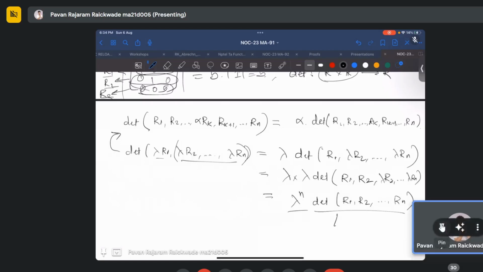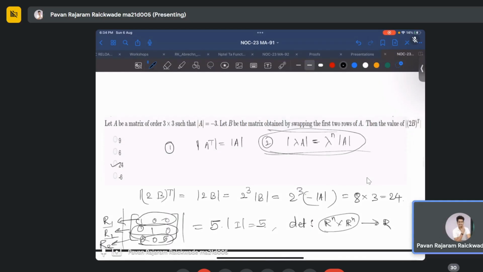This is your matrix A. So the determinant of lambda A is lambda raised to n times the determinant of A. This was the logic behind this formula. And for transposes, it's the same, not a big deal. You can represent the matrix as a function of rows and also as a function of columns. That will be the same.